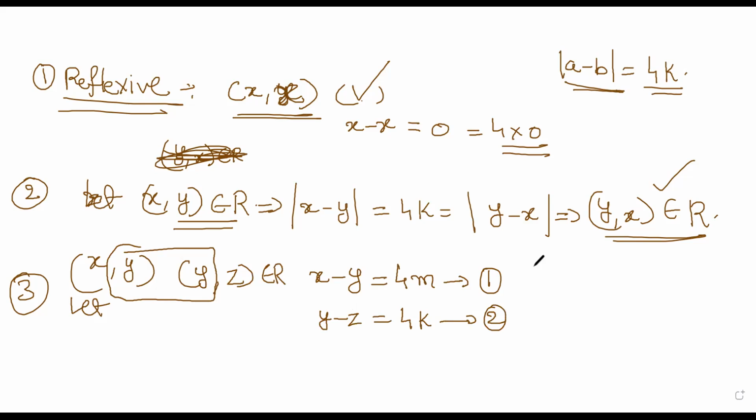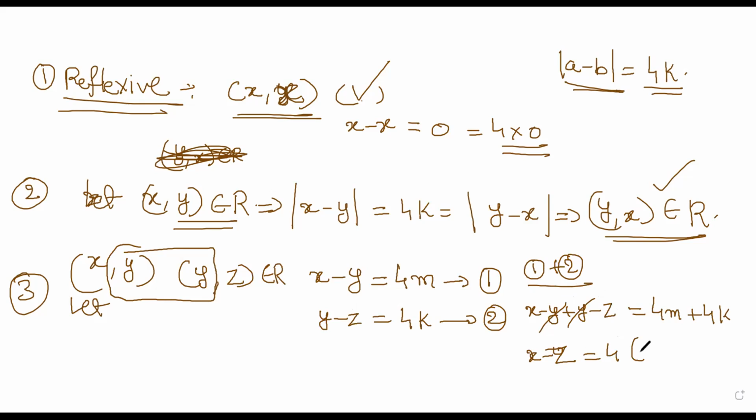Now add up these two. When you add, x minus y plus y minus z is equal to 4m plus 4k. So y gets cancelled, and you can write x minus z is 4 times m plus k. That means x comma z belongs to R. That's it, transitive.